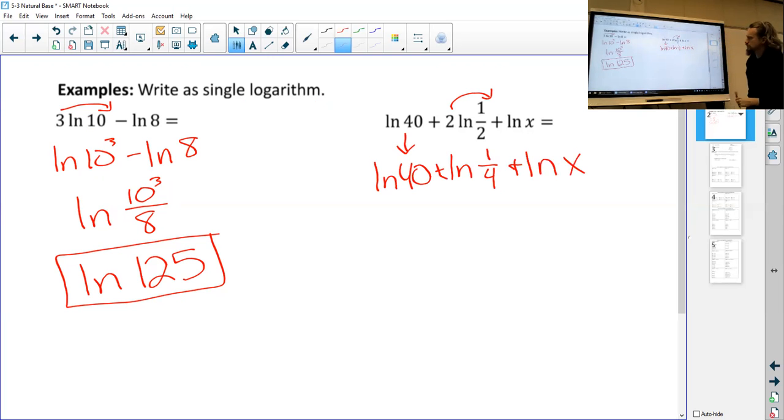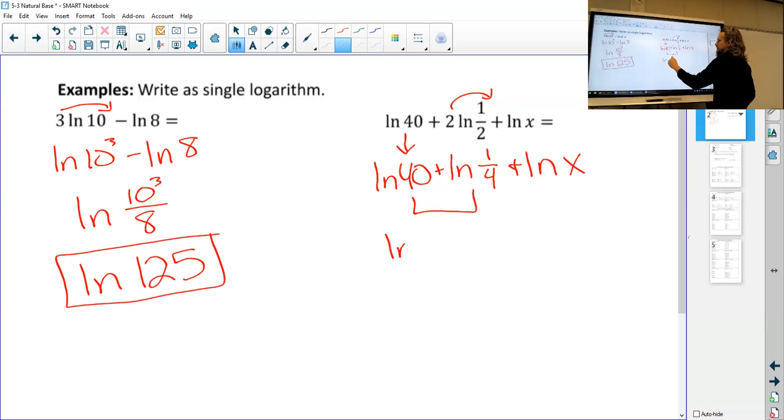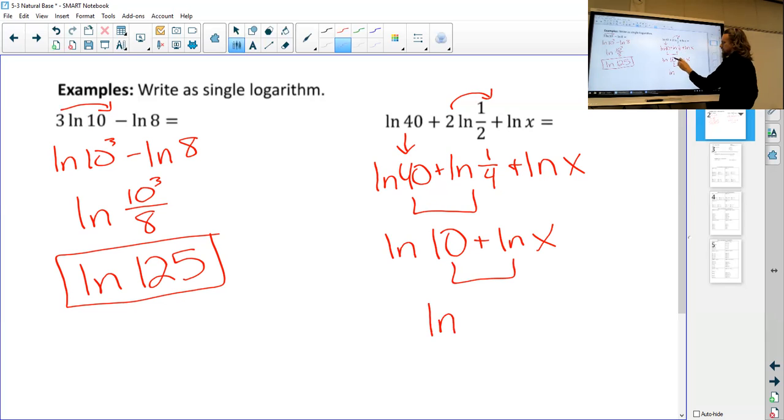Since these are all just being added, we know this is going to be multiplication, but for the sake of seeing the steps, we'll just do 2 numbers at a time. So 40 times 1/4 is 10. So it's going to be the natural log of 10 plus the natural log of x. And then we combine these two, another product property. So it's going to be the natural log of 10 times x, which is literally just 10x.